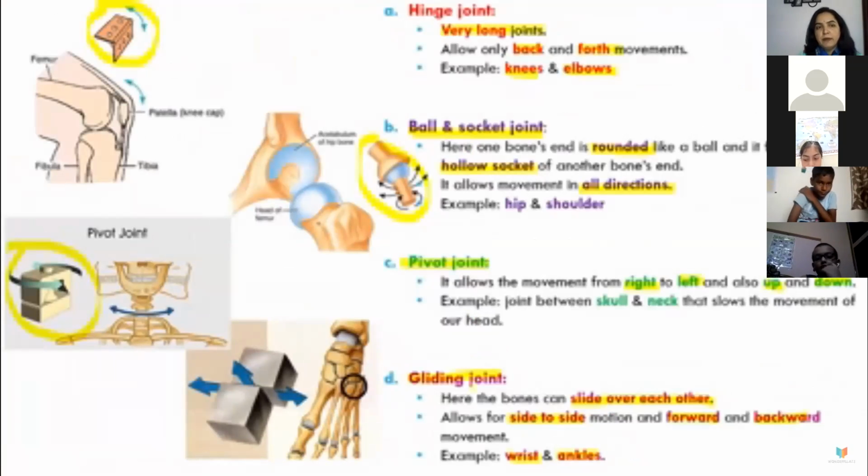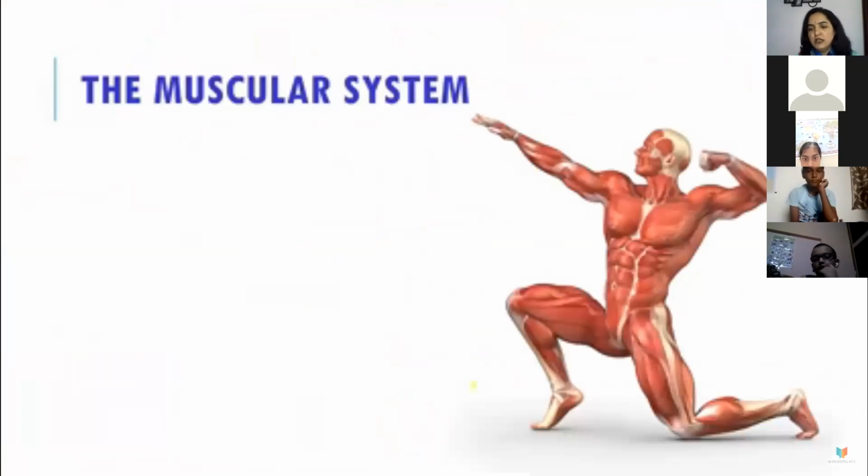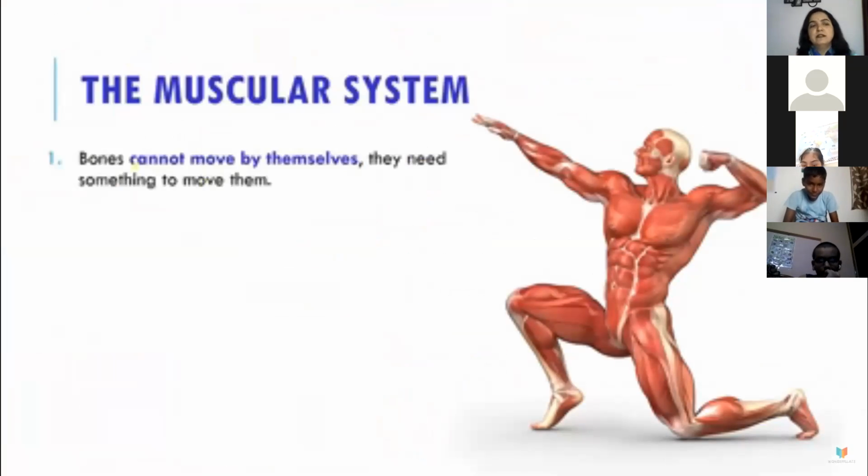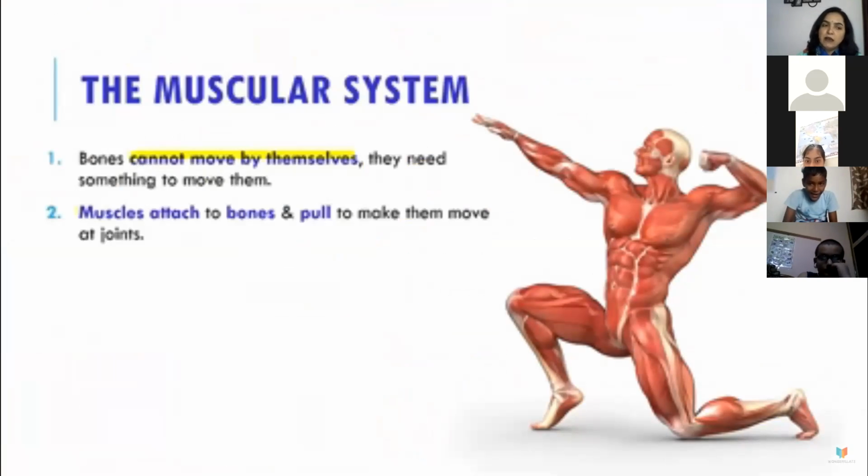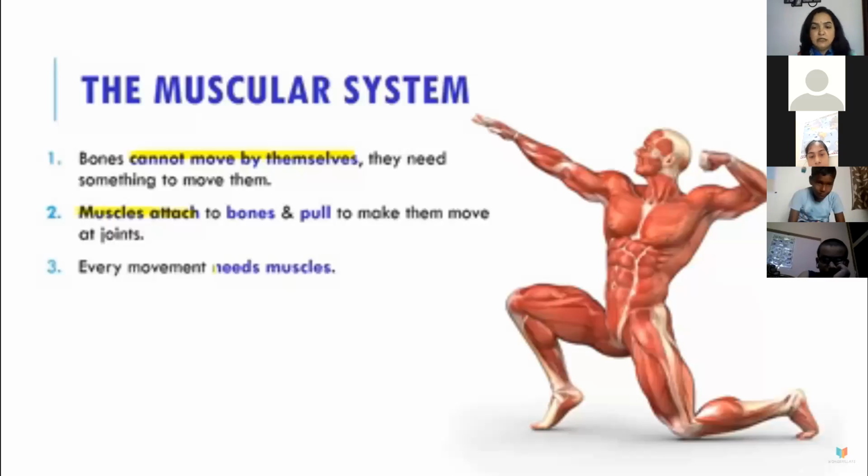Now the second topic is our muscular system. Muscles, you know, bones and joints alone cannot allow the movement. He is Mr. Muscle, Muscle man. So they cannot move by themselves. They need something to move. Something is required. So muscles are those fleshy bundles which are attached to the bones and pull to make them move the joints. And every movement needs muscles. If you don't have muscles, you cannot move your body because they are attached.